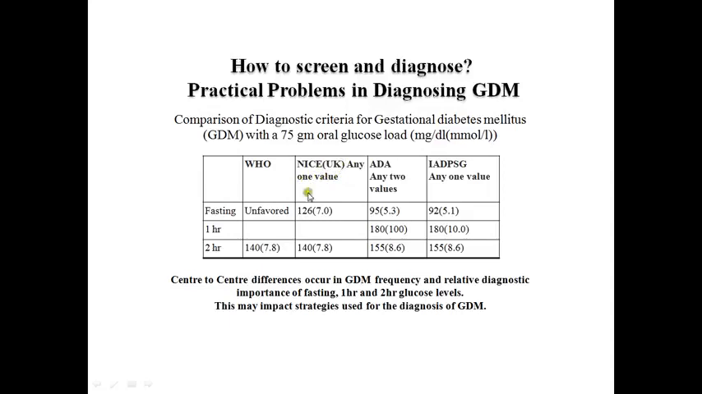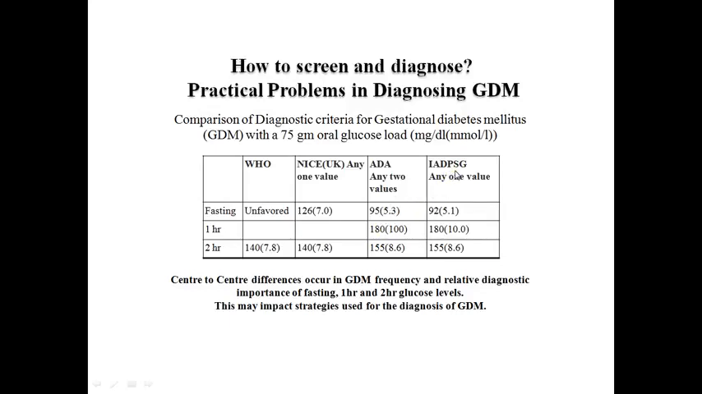In the UK, they consider fasting and 2 hour, but the fasting cutoff is very high, 126, and this can miss some of the GDM patients. The ADA, the American Diabetes Association, which we usually follow, wants a fasting level of 95, 1 hour of 180, and 2 hour of 155. Any two values, ADA says, can be used. If any two values are raised, it means the patient has GDM.